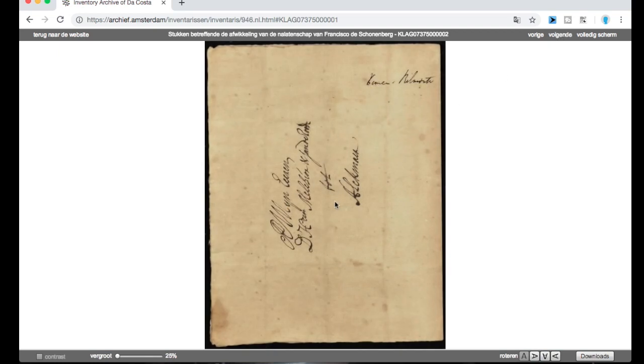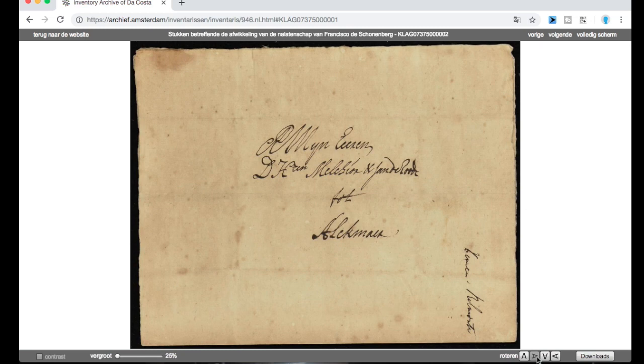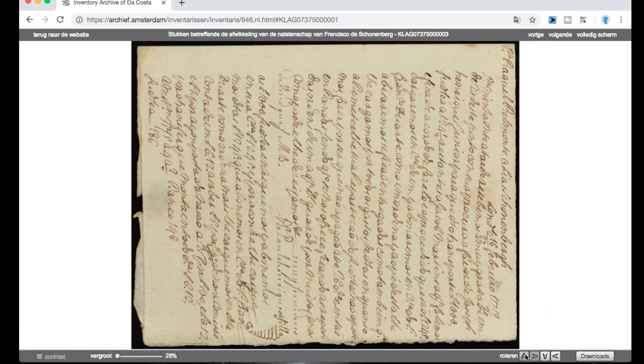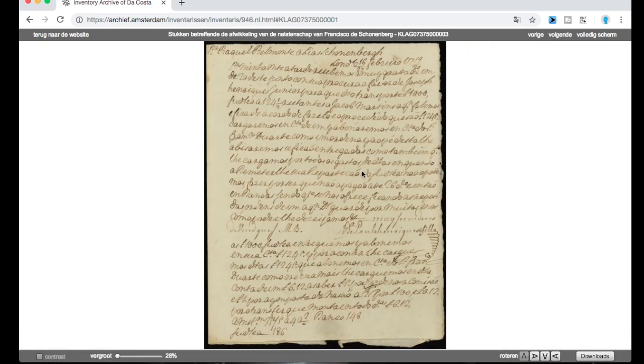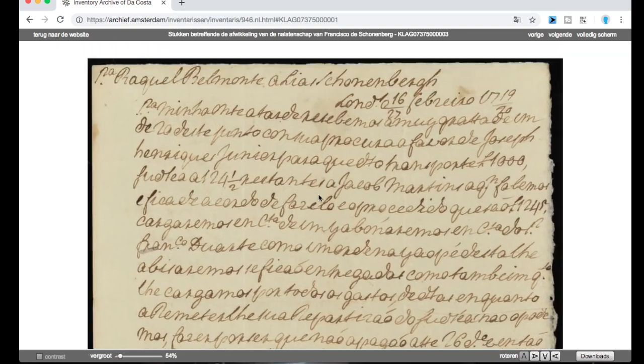And so here, volgende, the next page. Here we have a piece of writing that is a little hard to see, so we're going to turn that, and boom, it's basically just the front to the letter, to the note. So the next page, we're going to go back to the way we want to see it, and then you can just zoom in.